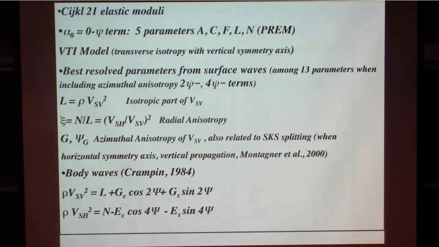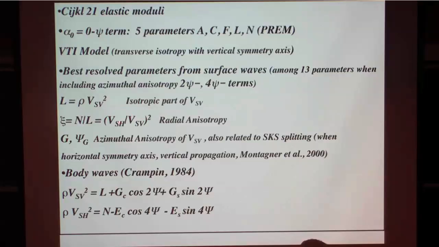Okay, so to summarize this part, we have 21 elastic moduli. We have the zero psi term with 5 parameters, which corresponds to the azimuthally averaged model, corresponding to a transverse isotropy with vertical symmetry axis. And the best resolved parameters from surface waves are VSV and also the ratio between VSH and VSV, which is named the radial anisotropy.